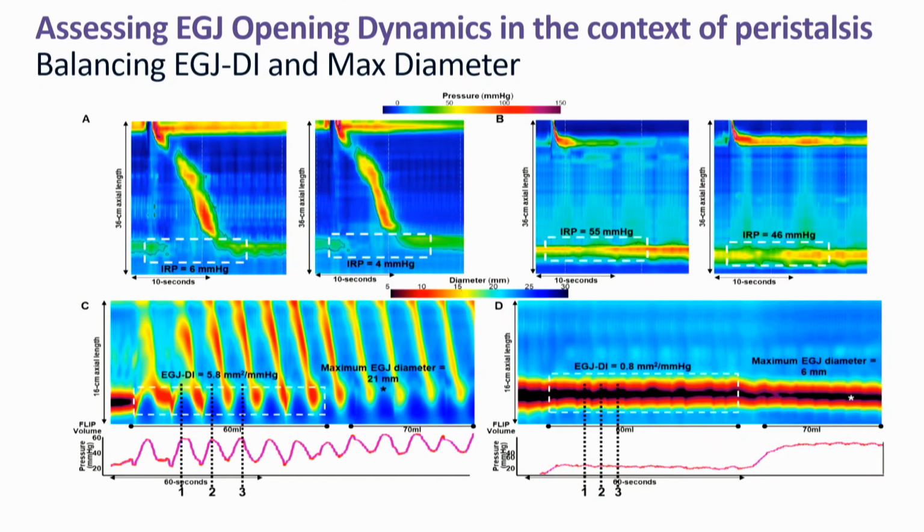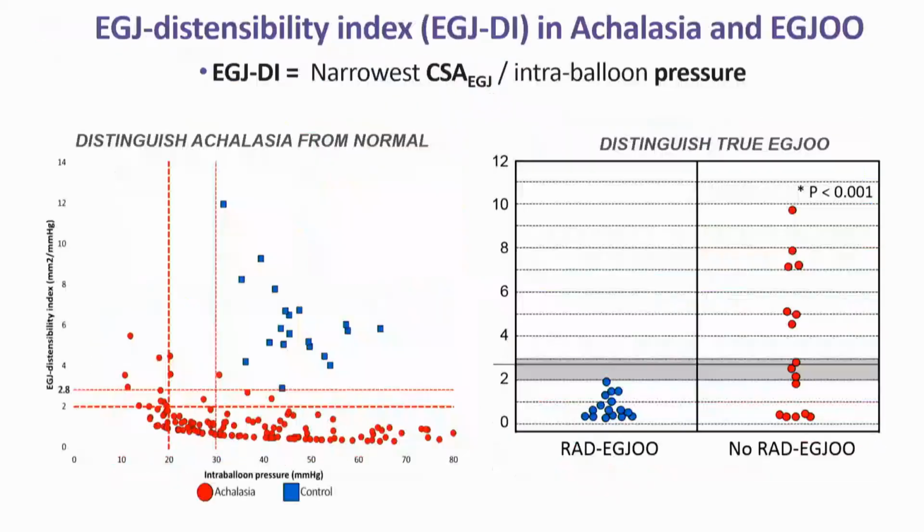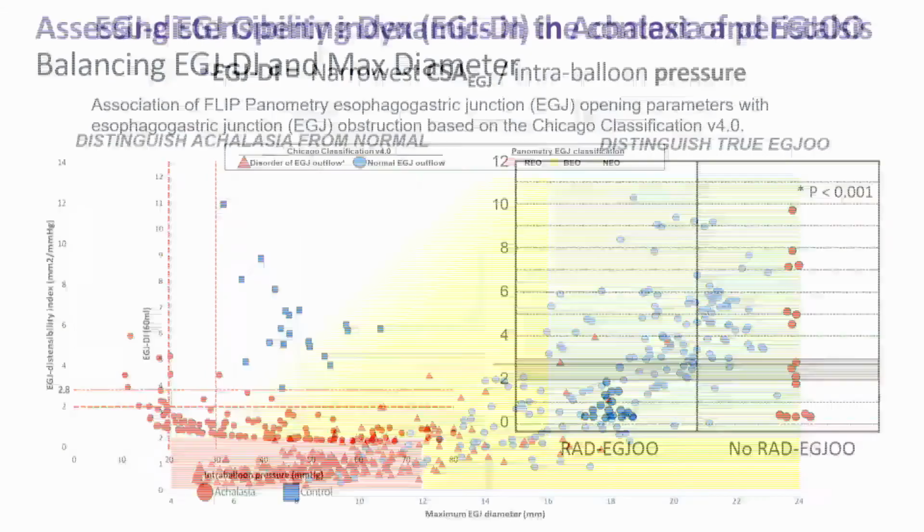We've also shown that you can do a very good job at measuring the function of the lower esophageal sphincter in EGJ opening by actually making distinct measurements. So the top panels are high-resolution manometry, and the bottom panels here are FLIP panometry. And really what you're seeing is EGJ opening abnormalities. We showed that this did a really good job of picking up and distinguishing obstruction in both achalasia and EGJ outflow obstruction. In fact, if your distensibility index, which is your cross-sectional area divided by pressure, is above this value of 3, there's no way you have an obstruction there. That EGJ is opening up pretty easily.